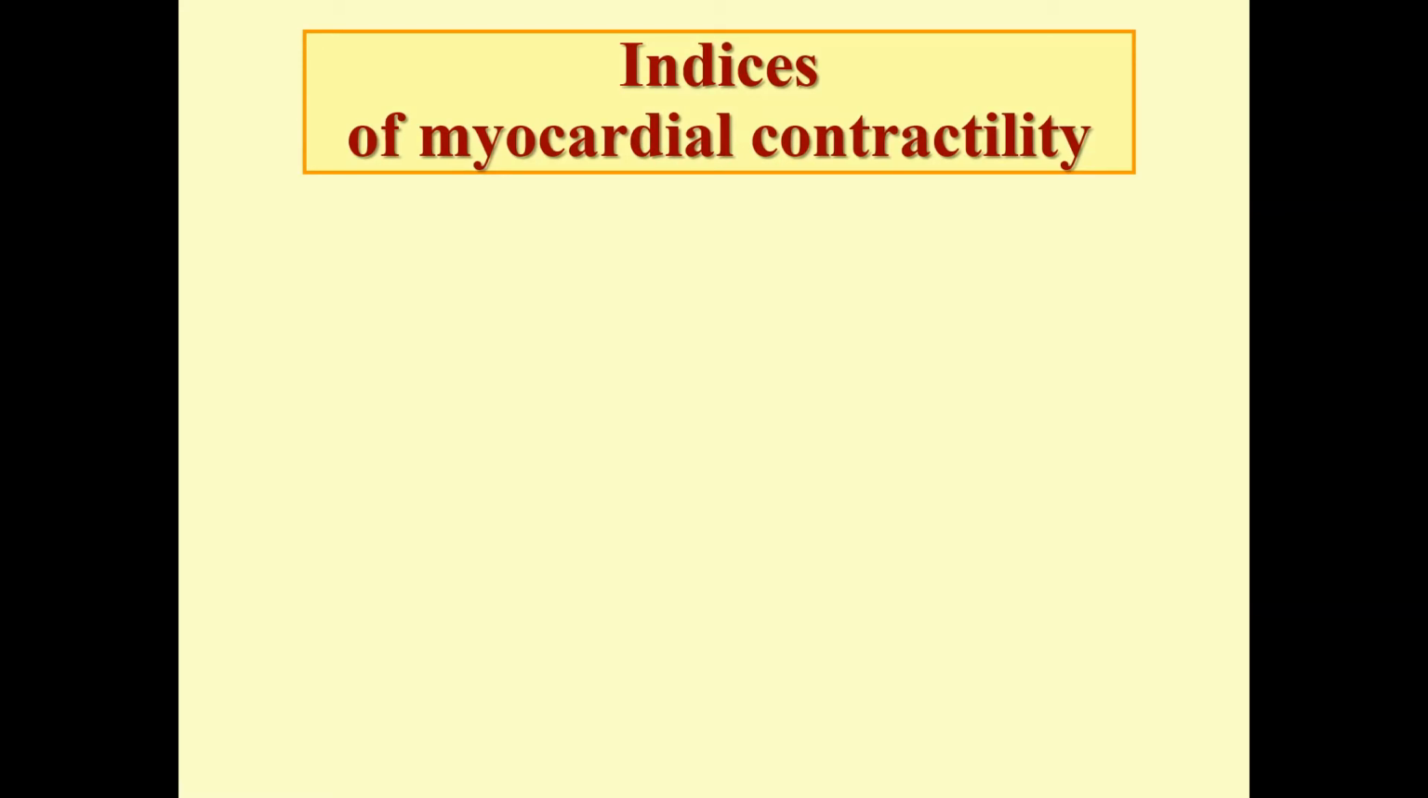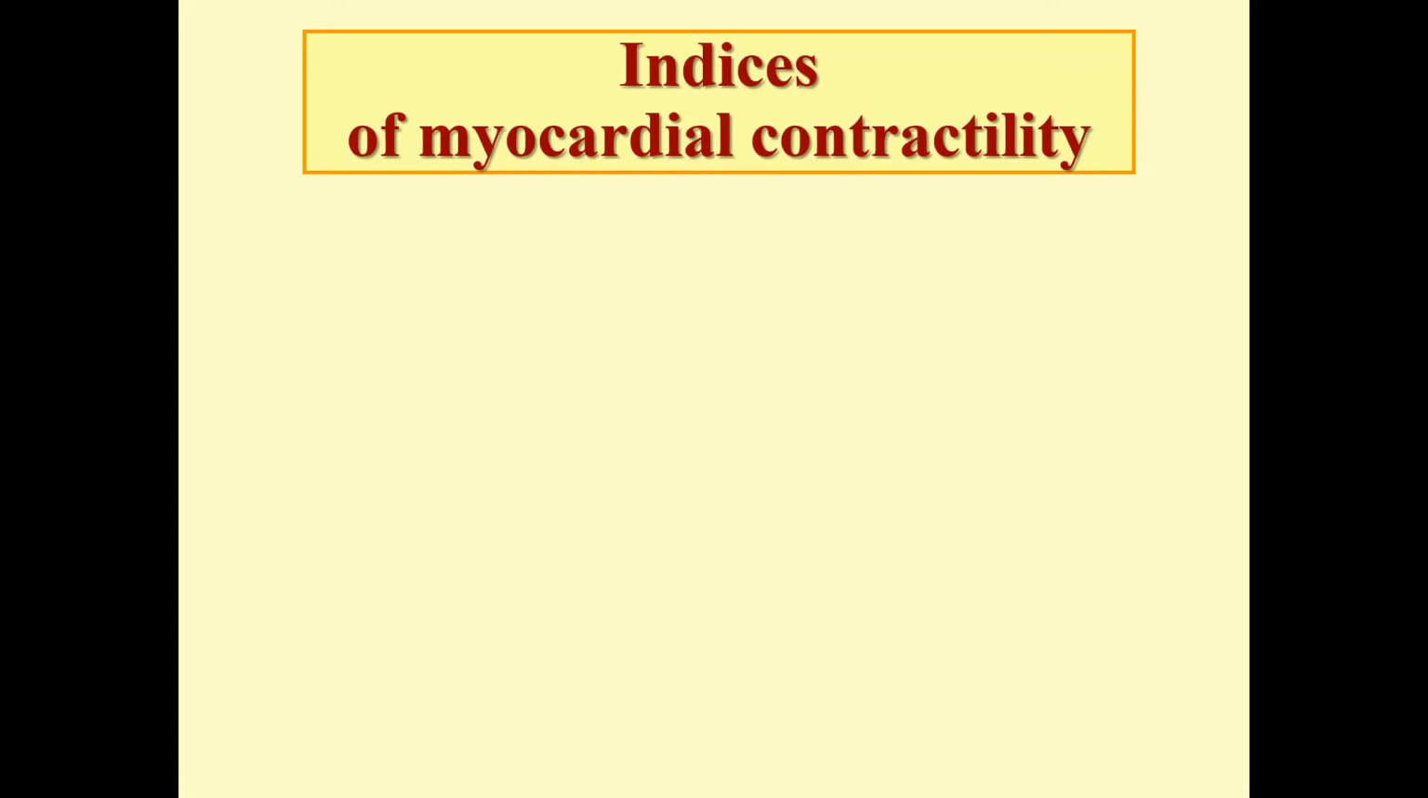Now, indices of myocardial contractility. First, what you should understand is what contractility itself is. It's greatly related to the force of contraction, but not only force is included in this index. Contractility means both force and velocity of contraction. It depends on both. So with the same force but faster contraction, it shows higher contractility. The same force but slower contraction means less contractility. But both factors, force and velocity, are important.